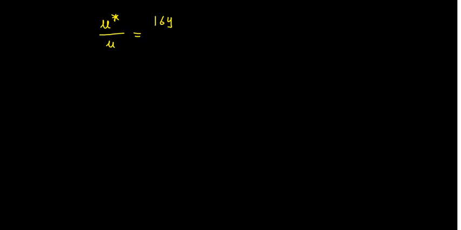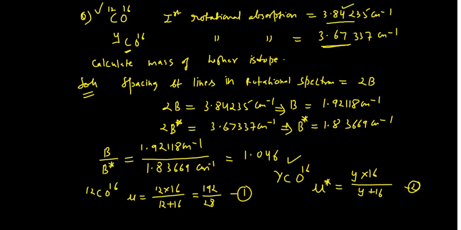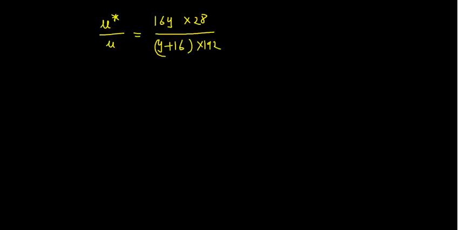16y multiplied by 28, divided by y plus 16 multiplied by 192. So see guys, what I have done when I took the ratio is that this 28 will go up and 192 will come down to the denominator. Okay, so this is how I can write this. Now if you solve this value, it will give you 2.33y over y plus 16.